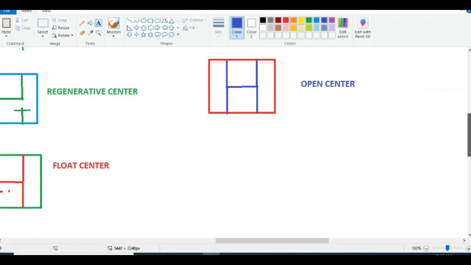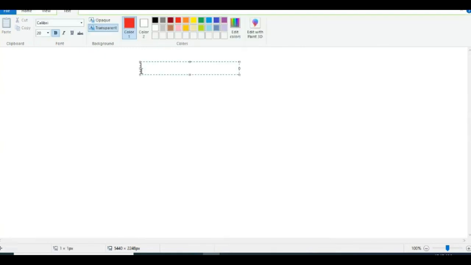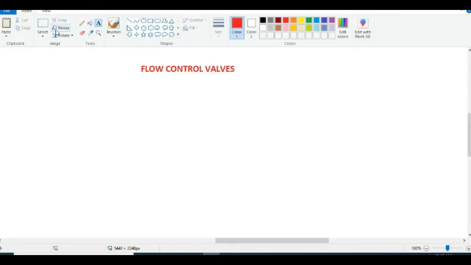So these are the different center positions of the direction control valve. I hope all of you are able to understand what I am trying to explain here. Now, this is all about the direction control valve. Moving towards the different types of flow control valves. Here we have covered the motors, pumps, actuators, and direction control valve. Now, another important component of the hydraulic and pneumatic system is the flow control valve. The general symbol to represent the flow control valve is like this.